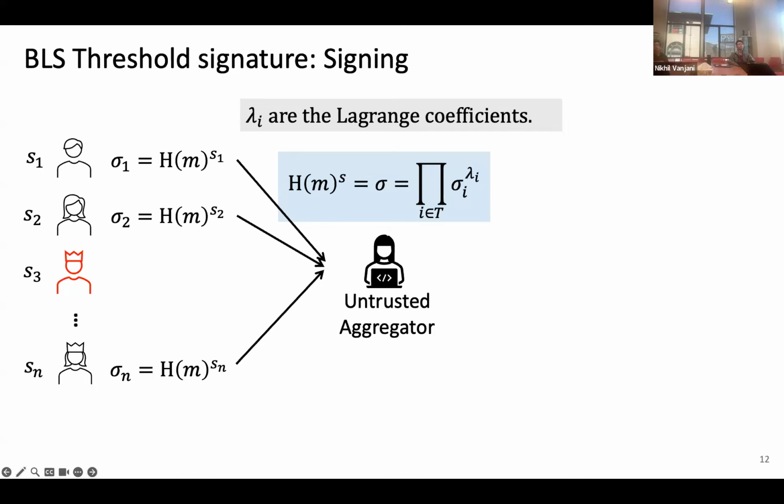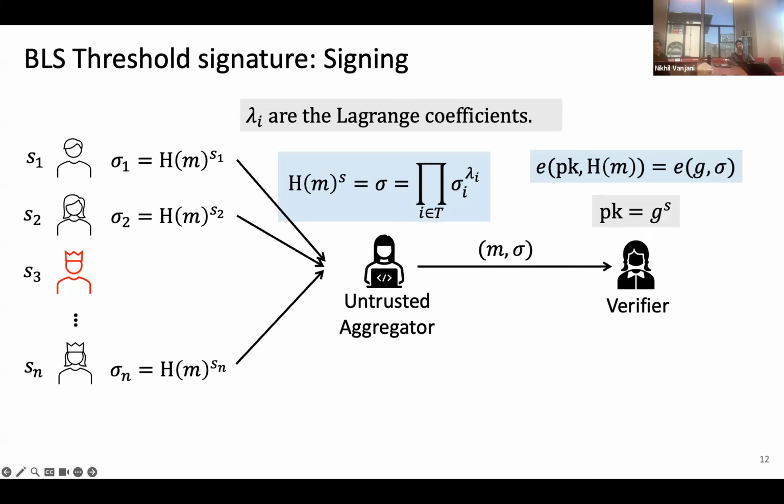So what happens here? This untrusted aggregator is interpolating the complete polynomial at the constant term, but doing this interpolation in the exponent. So what we get is that since these sigma i's are the hash of the message raised to s_i, once we do this operation, we get the hash of the message raised to the master secret. It's the constant term of the polynomial. Okay. Good. And to verify, we only need access to the public key. Since it is a standard BLS signature, we can use the standard BLS verification step.